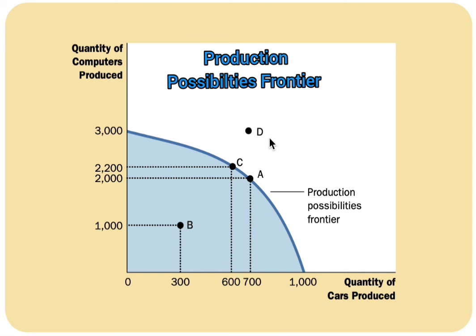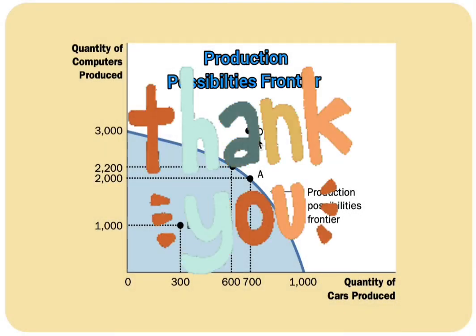There are cases when you can achieve point D, and for that we need to relax the assumption of given resources and technology. If there is an improvement in technology, or an increase in the resources, land, labor and capital, then this economy can produce at point D, where it will be producing more computers and more cars.